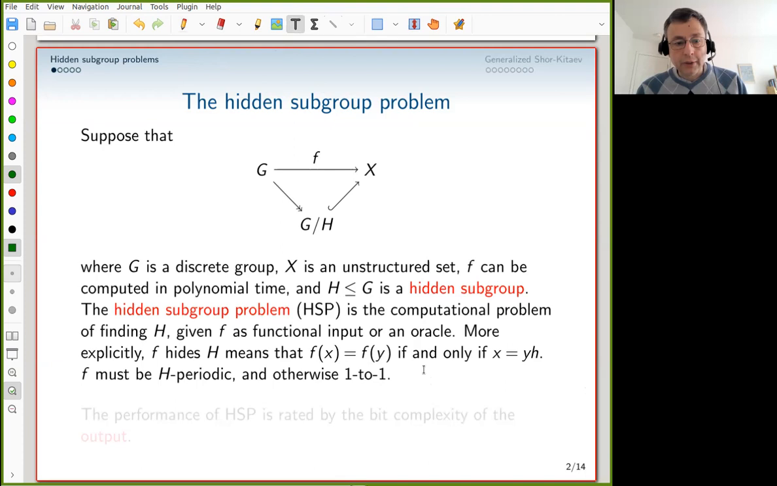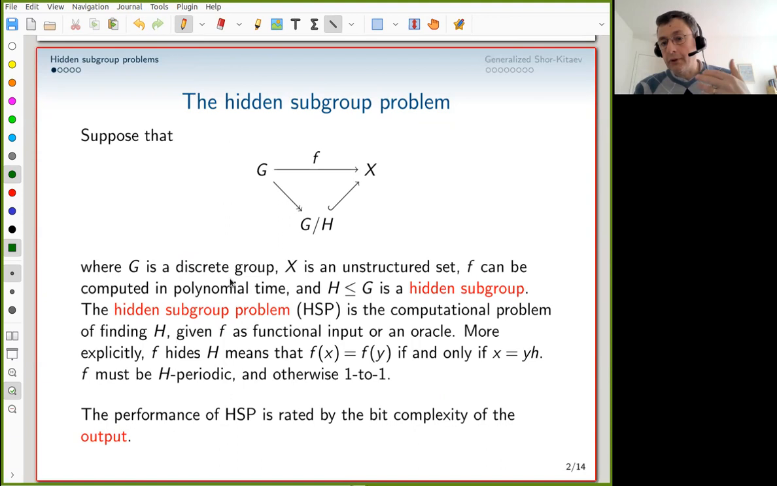For this audience, I'm not sure that I needed to spell it out, but I'm going to mainly discuss additive subgroups, even though in this slide I wrote it in multiplicative form. You have commutative and non-commutative cases of this problem. Since you have functional input, you can't discuss polynomial time in the usual way, polynomial time in the bit complexity of the input, because the input is a function. Instead, you rate the performance of an algorithm by the bit complexity of the output.